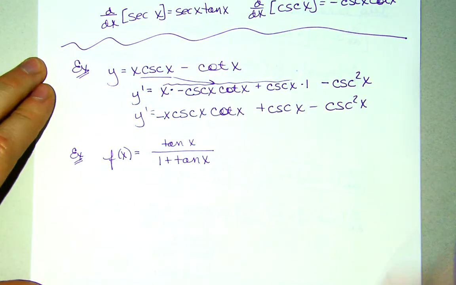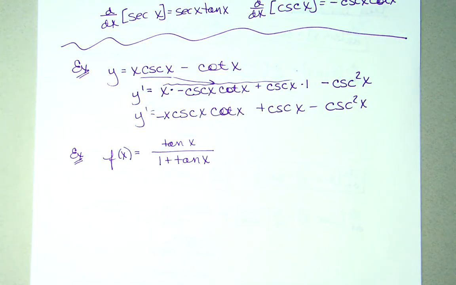There's not too much simplifying we can do with the first one. I guess we could factor something out if we wanted to. I'm not going to bother. I'm getting negative x cosecant x cotangent x plus the cosecant of x minus the cosecant squared of x. I used product rule on that x times cosecant x thing.